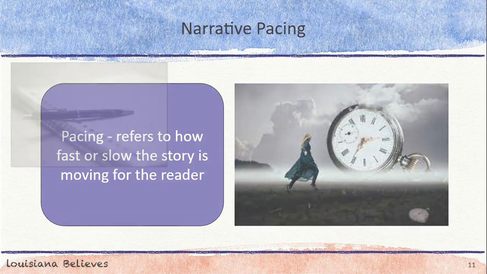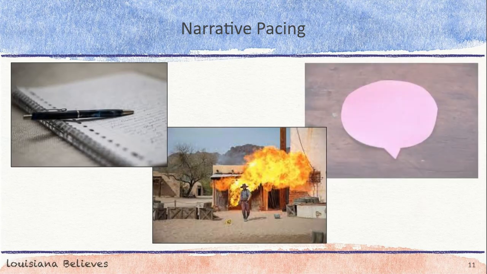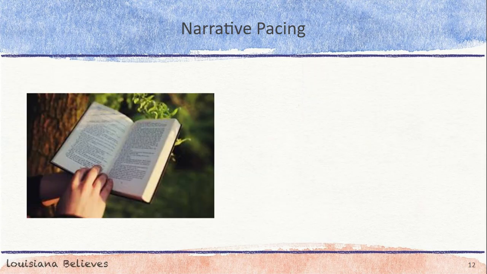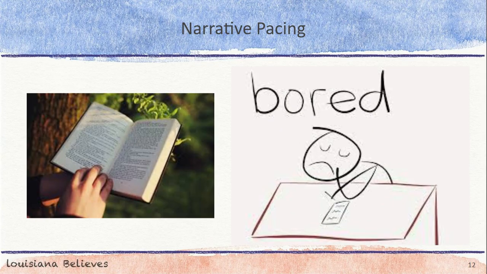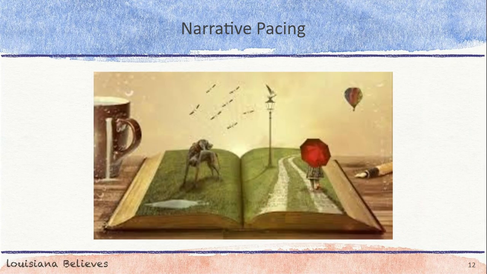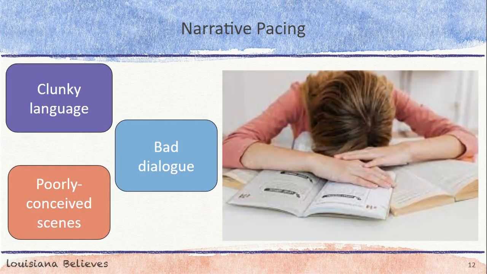Generally speaking, descriptive passages tend to slow things down, while dialogue and action scenes speed things up. Good pacing is crucial to the flow of a successful narrative, and without it, the story is dead on the page. The reader wants to be immersed in the thoughts and actions of your character. They want to feel that they're in a world you've created. Clunky language, bad dialogue, and poorly conceived scenes will draw your reader out of or away from the story. Pace will keep them there.